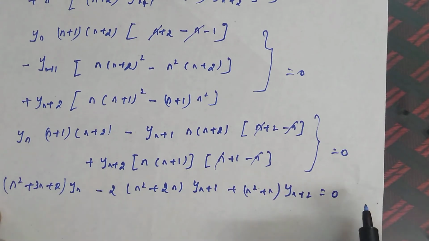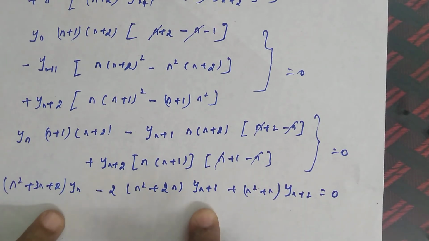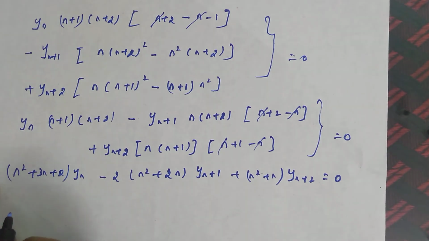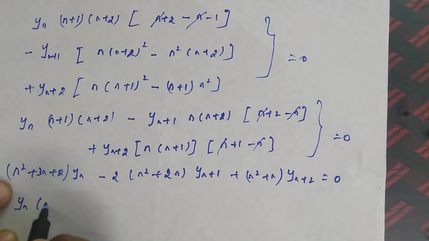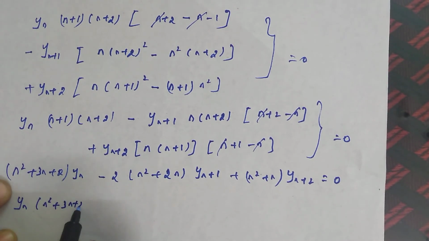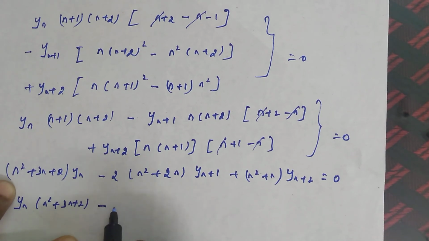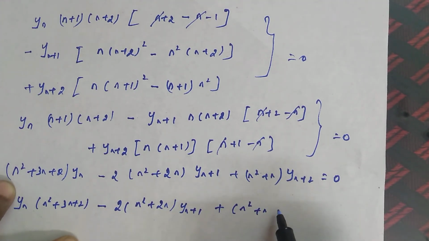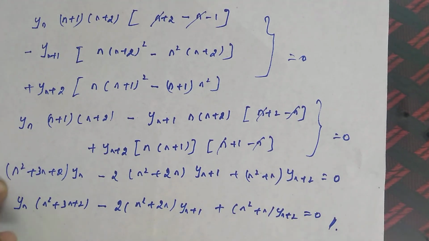Now look at the equation of the form y(n), y(n plus 1) and y(n plus 2). Therefore the required difference equation is y(n) into n square plus 3n plus 2, minus 2 into n square plus 2n into y(n plus 1), plus n square plus n into y(n plus 2) equal to 0. This is the answer.